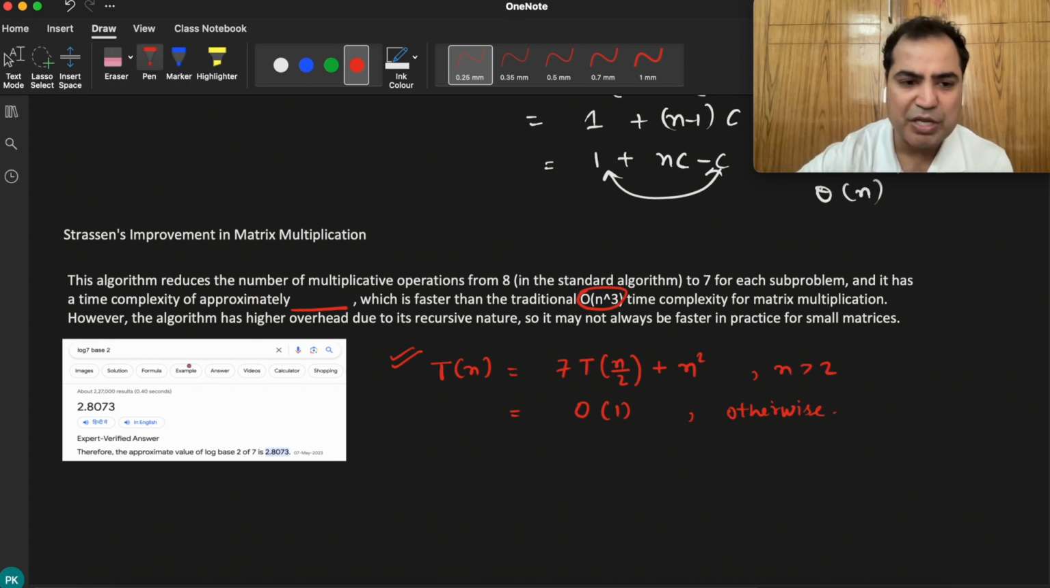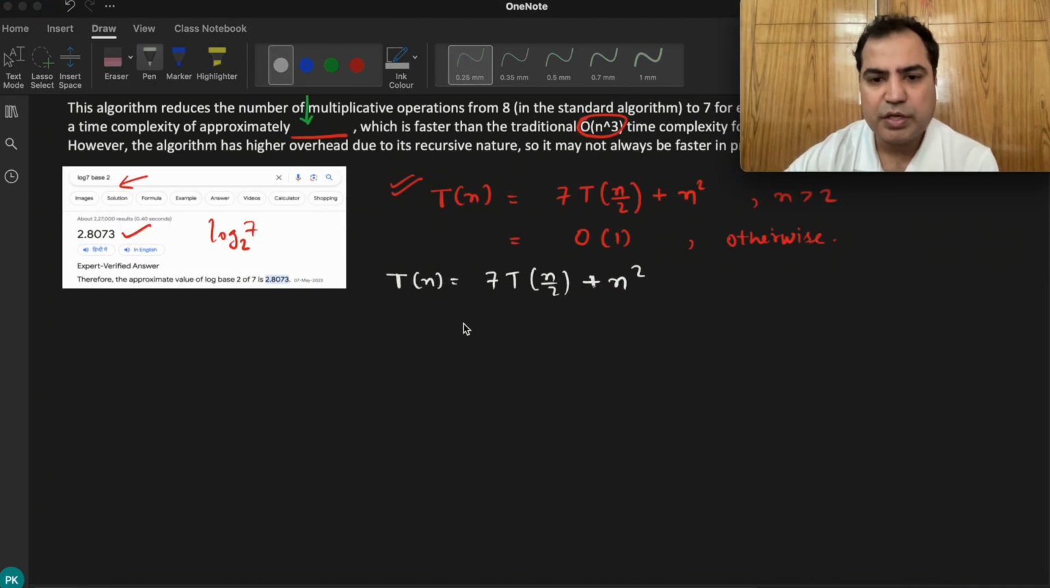So for that, the prerequisite is what is the value of log 7 base 2, right? I have searched it on Google, so this value we will be using. So let's solve it, and then we will fill this blank, right? So let's continue how to solve it.